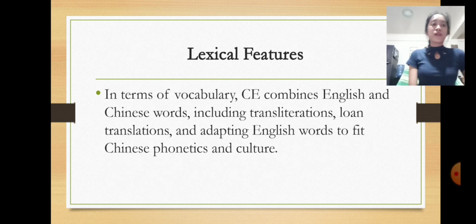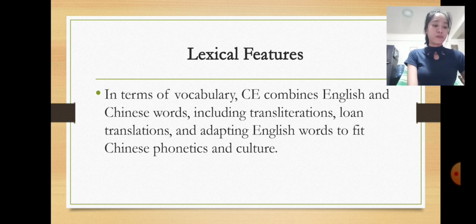Let's tackle next the lexical features. In terms of vocabulary, Chinese English combines English and Chinese words, including transliterations, loan translations, and adapting English words to fit Chinese phonetics and cultures.